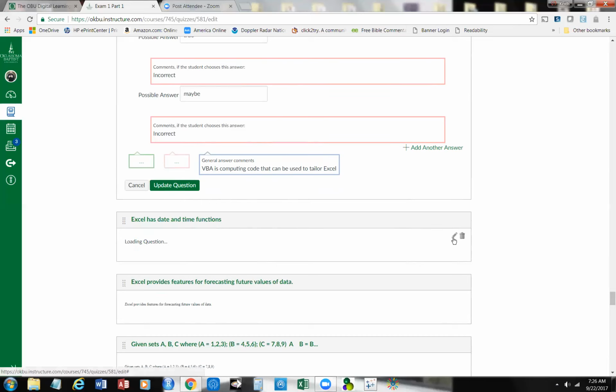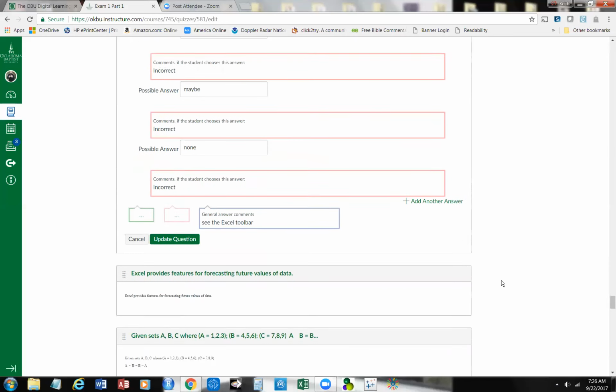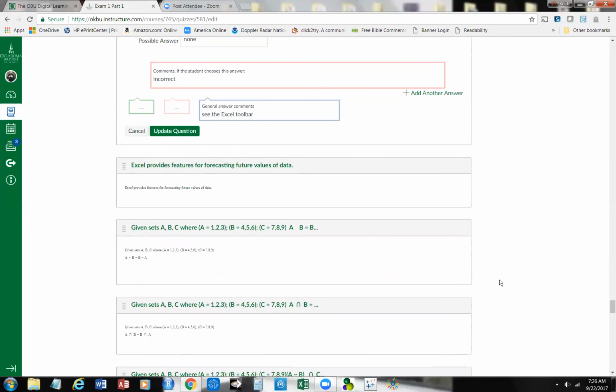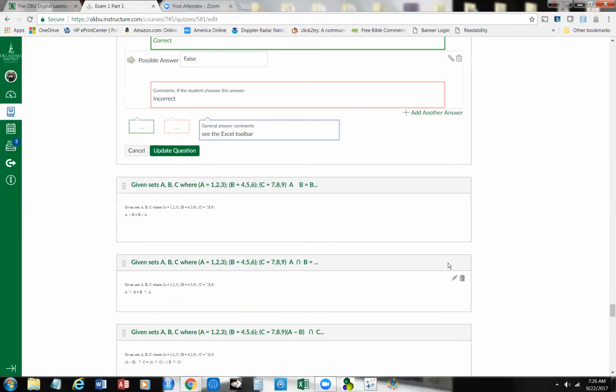And we'll just pop on here. It's true. And you can also see the Excel toolbar if you want, for that matter. Provides features for forecasting future values of data. That's correct. We can develop a trend line. In case number 6, that's exactly what we did. We did the regression line. So it's true.